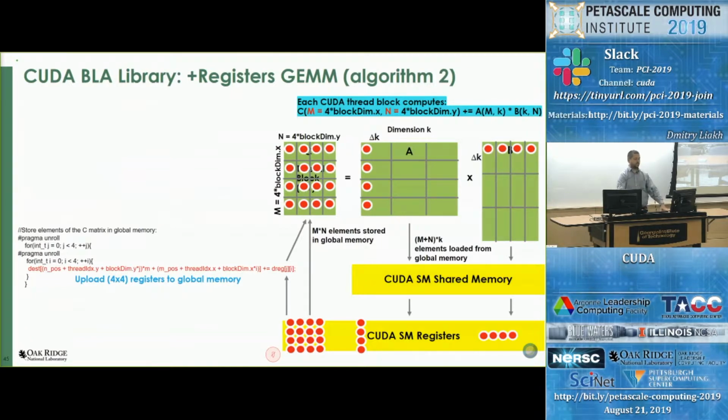And again, at the end, as before, once these 16 elements are computed by each thread, each thread block has finished computation of its 64 by 64 tile, and then it simply uploads the 64 by 64 tile into the global memory as before. You can see here the upload is done directly from registers. And you need to be careful here. The difficult part is to provide the correct indexing in the matrix C, which is this pointer dest, to make sure that those 16 elements are placed in the right positions in the matrix C.